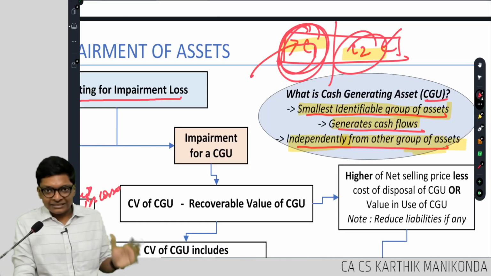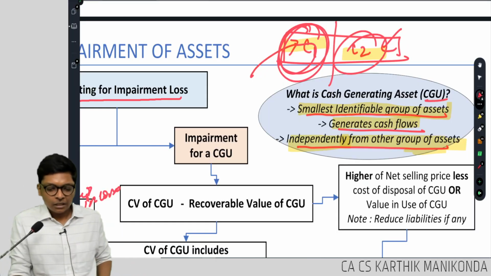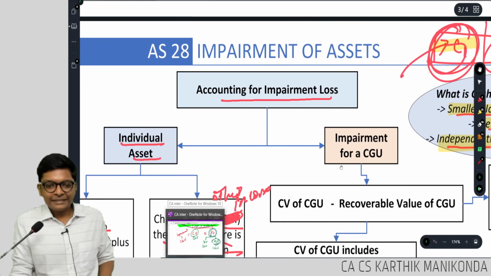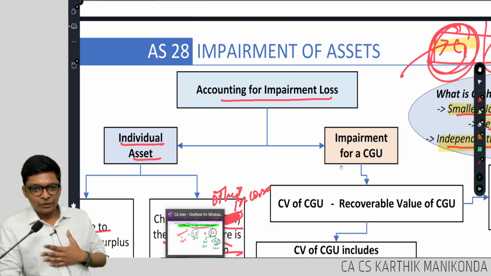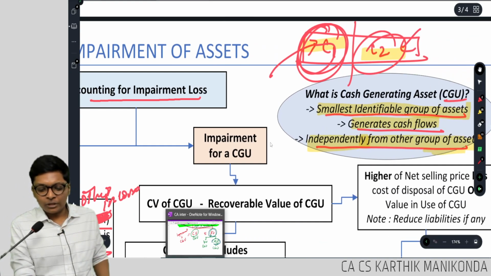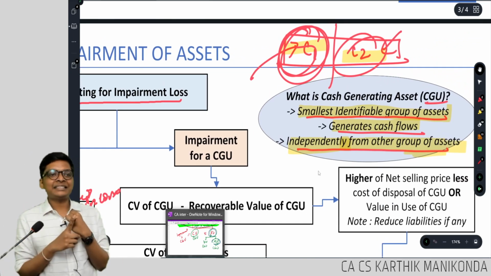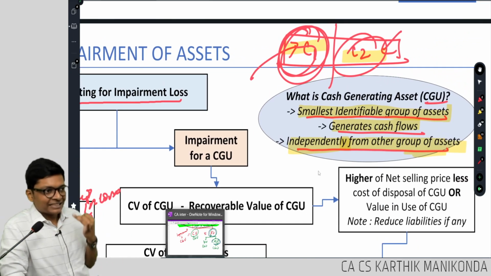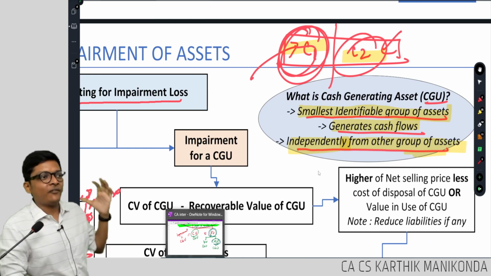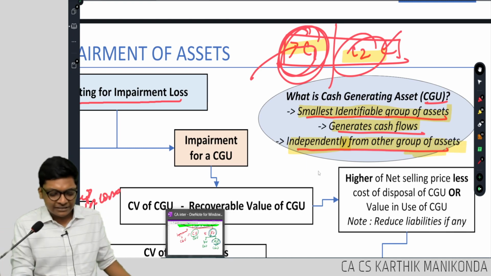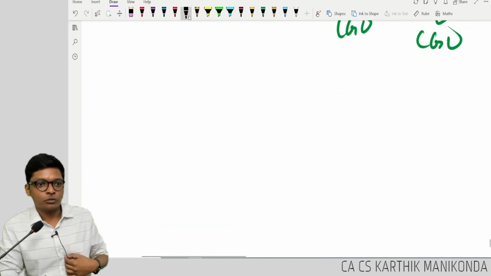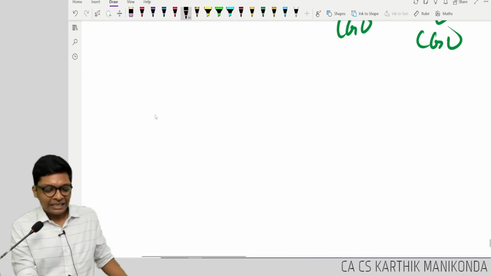So this standard's second half says you have to do impairment for a CGU, not ICU, guys. Following cash generating unit. What is the cash generating unit? Loudly with me, guys: smallest identifiable group of assets generating cash flows independently from other groups of assets. Now I will give examples. You tell me if it's a CGU or not a CGU, because an exam question can come like this also.